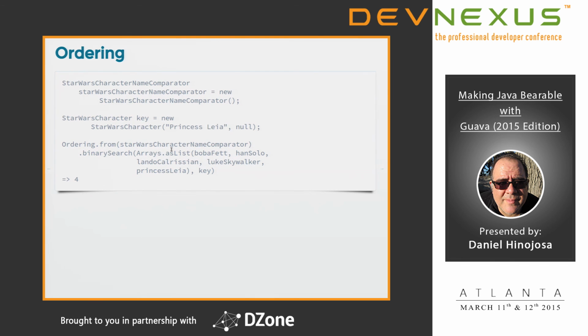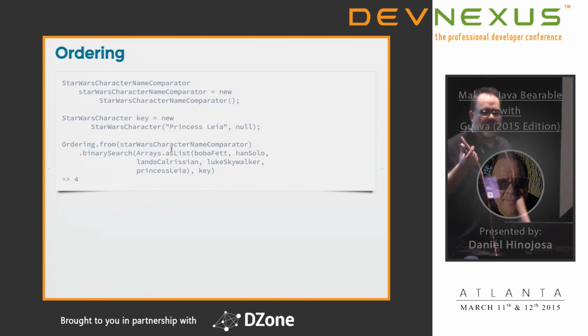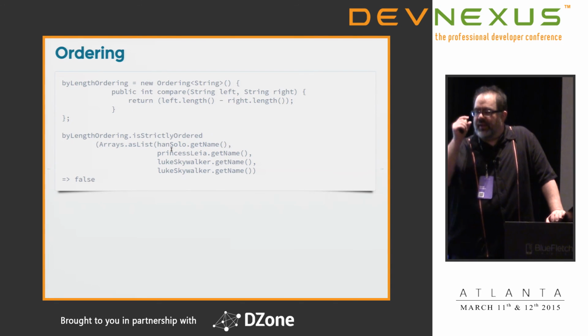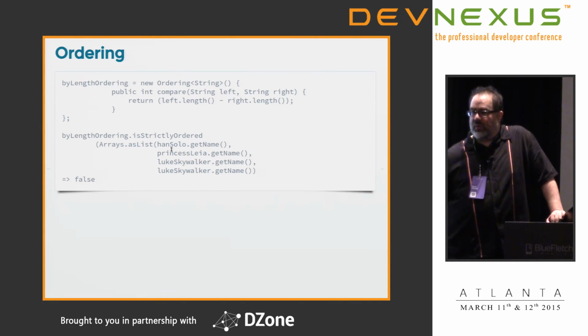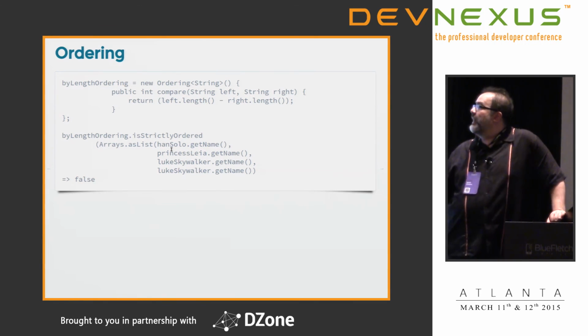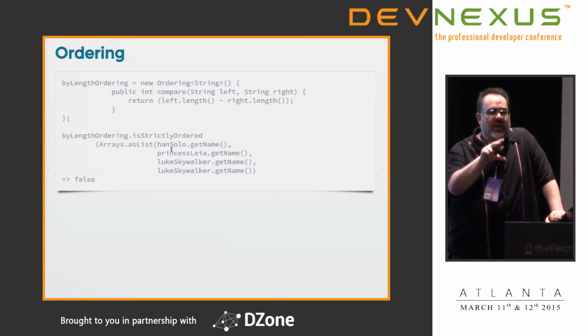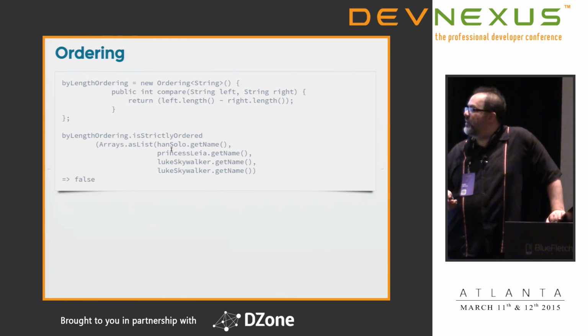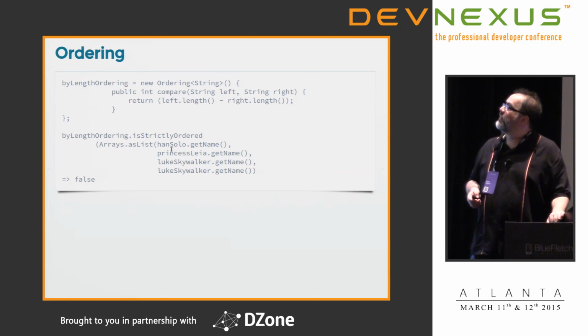GORM people, for people who use Grails, there's this GORM that you can query by example where you just fill in the elements of your object and then query the database. Same type of thing here. So I wish to query by the Star Wars character by the name Princess Leia, not by any other information. So I could say ordering from the character name comparator and do a binary search based on this key. So you could use an object as an example to do a search on your collection.